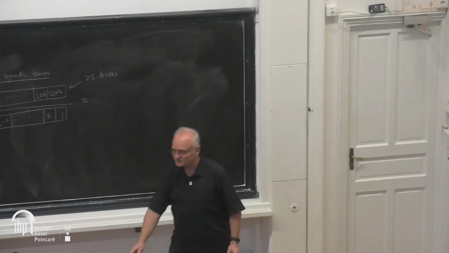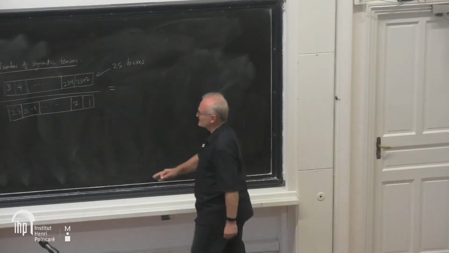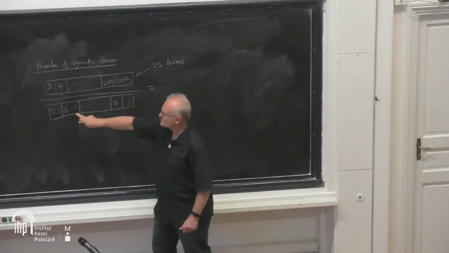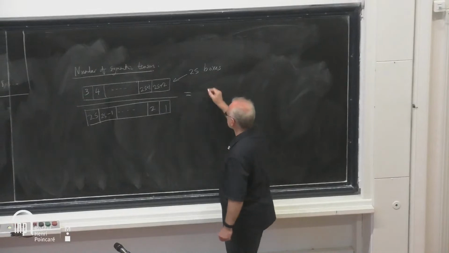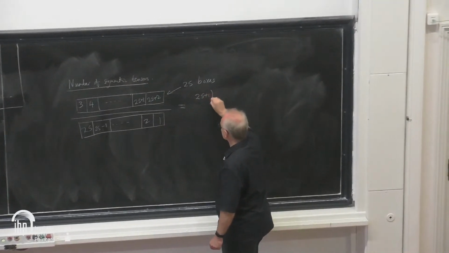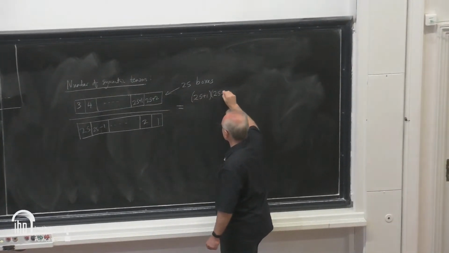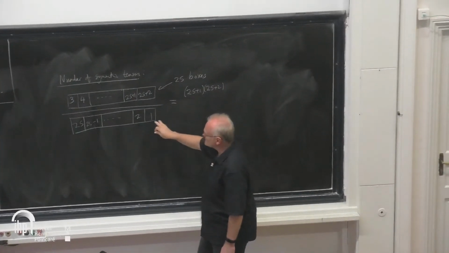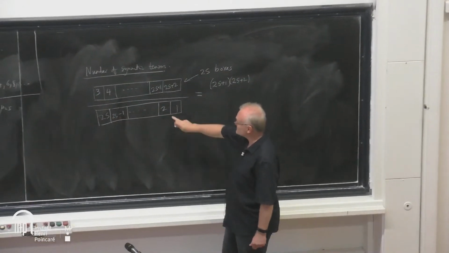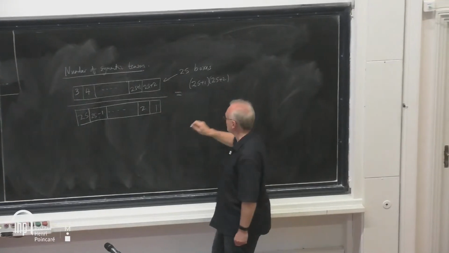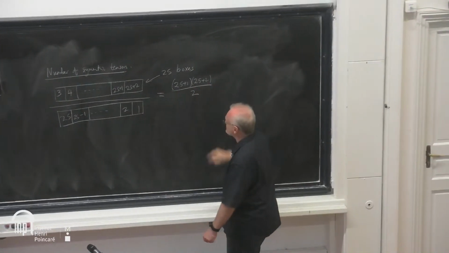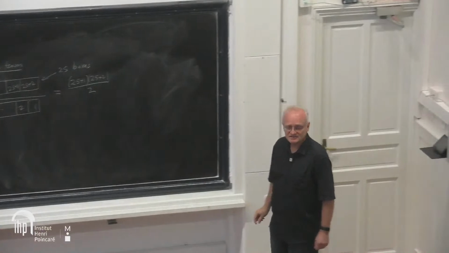So now, if we start to cancel the numbers, the 2s plus 1 and the 2s plus 2 will not cancel. And then all of the numbers from the denominator will cancel except for the 2 and the 1. So that's the number of symmetric tensors.